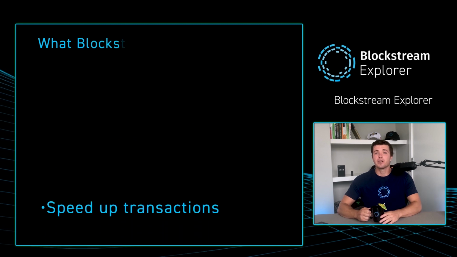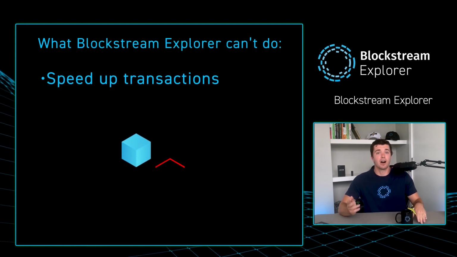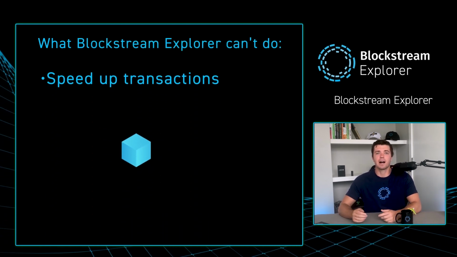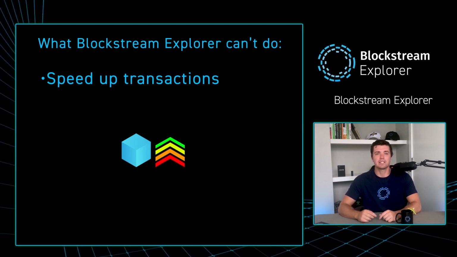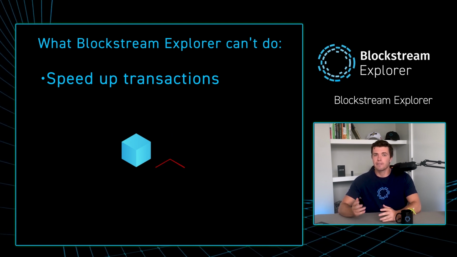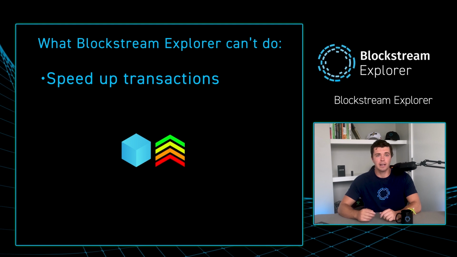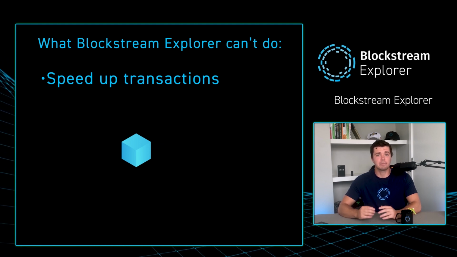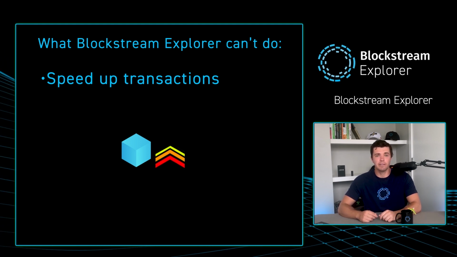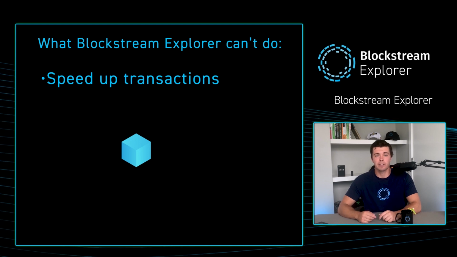The Blockstream Explorer cannot speed up the confirmation of your transaction. Each block on the Bitcoin blockchain takes roughly 10 minutes to be confirmed. If your transaction is included in a block, but the block is taking a long time to be confirmed, then you are simply out of luck and you have to wait for the network to confirm the block.